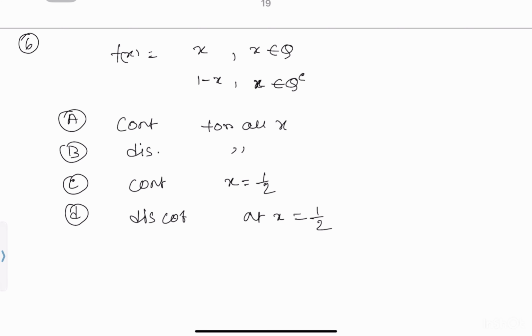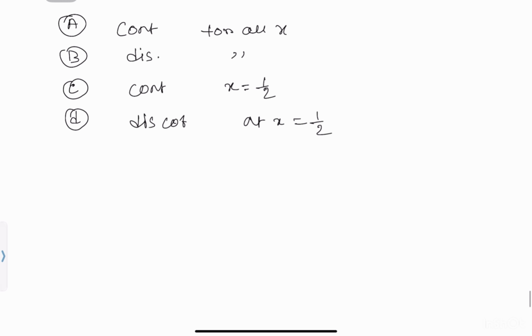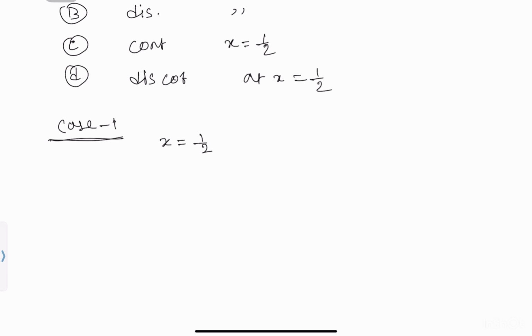I have to verify. Okay, so now how to verify that? Case 1, assume we want to verify x equal to half. They are asking for half, so first verify half. For the case of half, take x equal to 1 by 2, I have to check the continuity at x equal to 1 by 2. So limit x tending to 1 by 2 positive of f of x, I have to find the value of this.